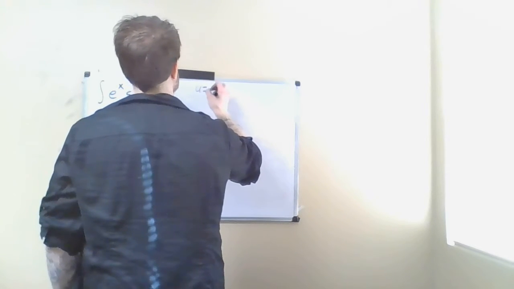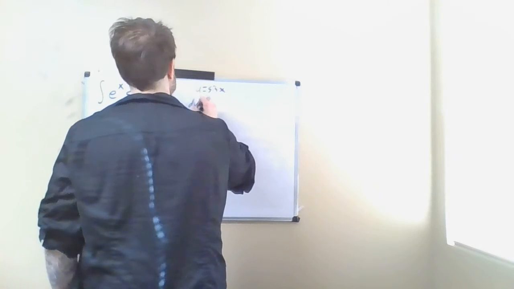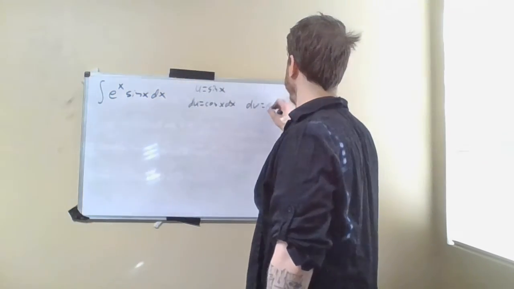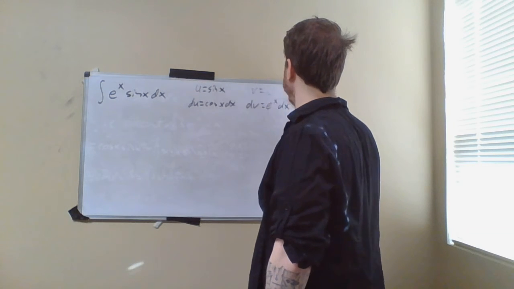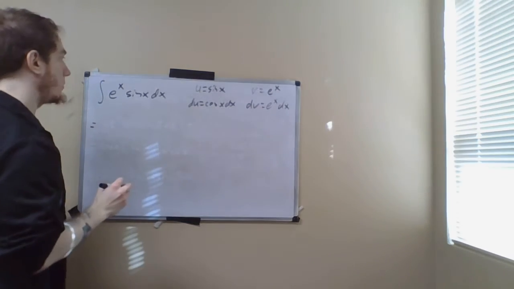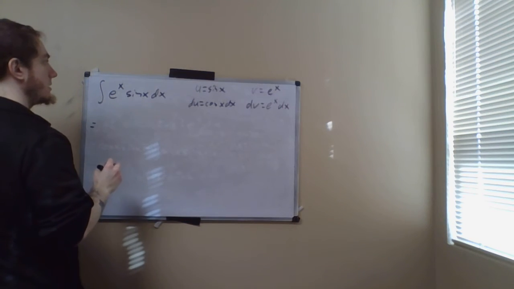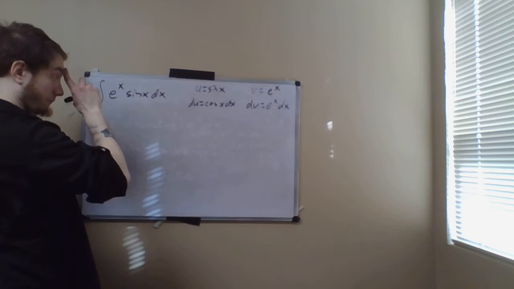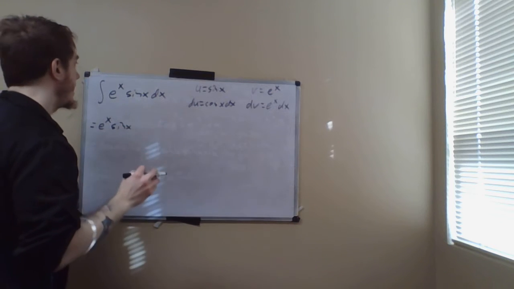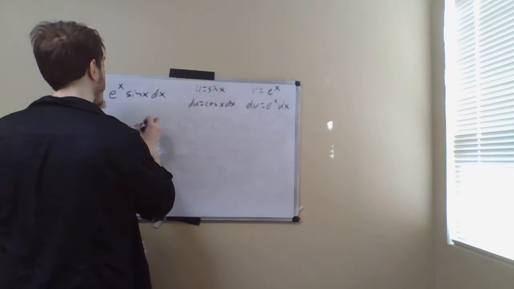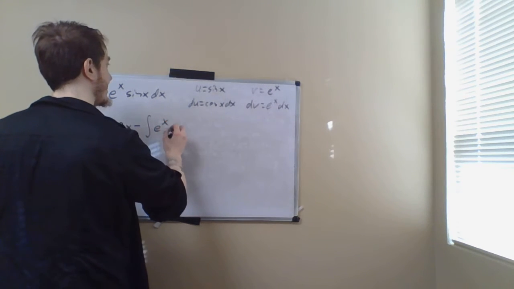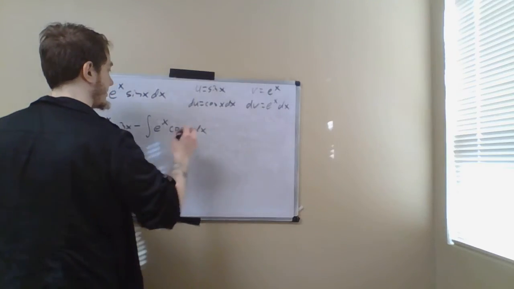I'm going to take u to be equal to sine x, then du is cos x dx. dv has to be e to the x dx, and then v is equal to e to the x. Okay, well, that's not great, but whatever. uv is then going to be e to the x sine x, and then we're going to be subtracting off of that the integral of v du. So that's going to be e to the x cos x dx.